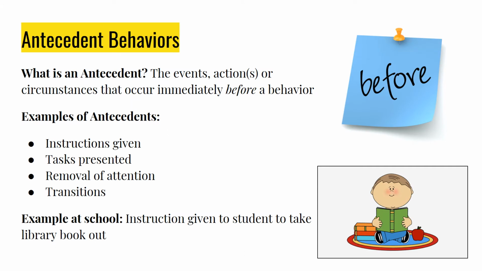Antecedents are events, actions, or circumstances that occur immediately before a behavior. Antecedents are important because they give us information on the circumstances in which the behavior was reinforced. It also shows us a pattern of behavior and allows us to predict behaviors and triggers that are occurring. Some examples of antecedents are giving instructions, presenting a task, removing attention, and transitions. An example of an antecedent at school is the instruction given to a student to take out their library book.